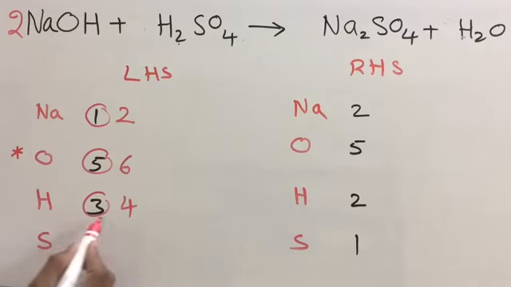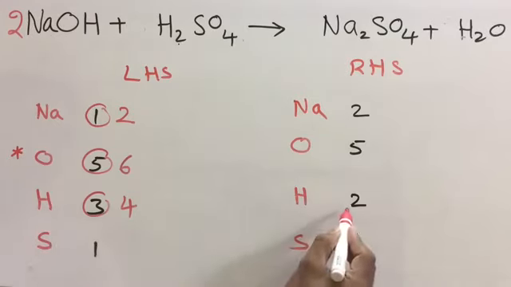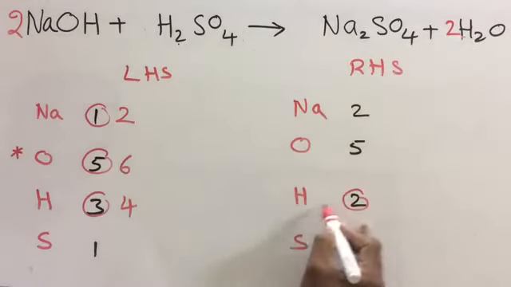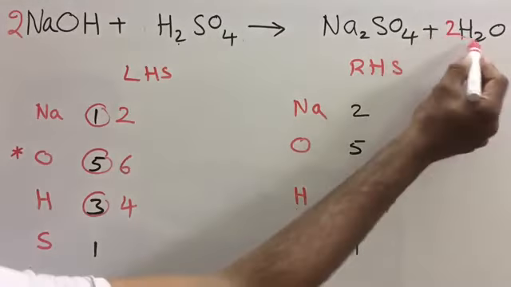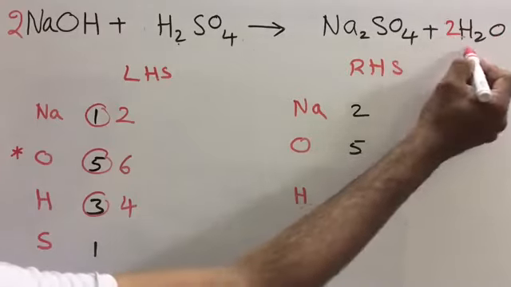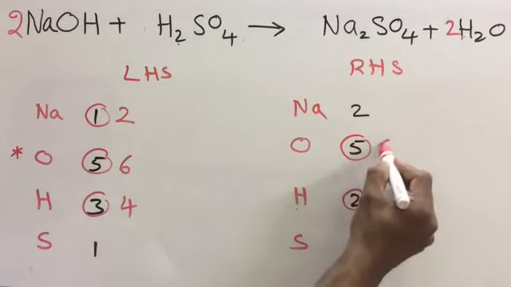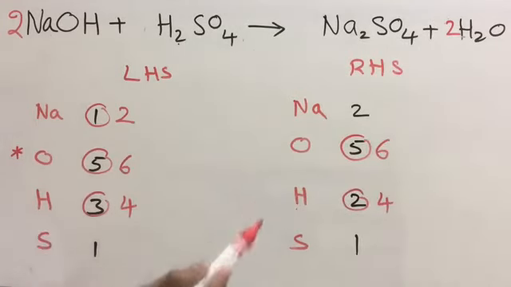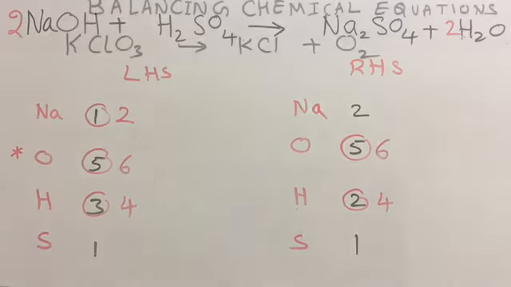Now check for hydrogen. Here we have 4 hydrogen, here we have 2 hydrogen. So we should get 2 more hydrogen. So if you write 2 here, then the number of hydrogen will become 4, 2 and 2. 2 2s are 4. But the number of oxygen will also change. So here 2 oxygen and here 4 oxygen. That means 6 oxygen. Now you can check 2, 6, 4, 1. 2, 6, 4, 1. Thus the equation is balanced.